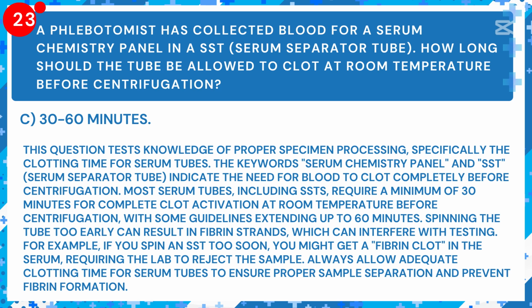Spinning the tube too early can result in fibrin strands, which can interfere with testing. For example, if you spin an SST too soon, you might get a fibrin clot in the serum, requiring the lab to reject the sample. Always allow adequate clotting time for serum tubes to ensure proper sample separation and prevent fibrin formation.